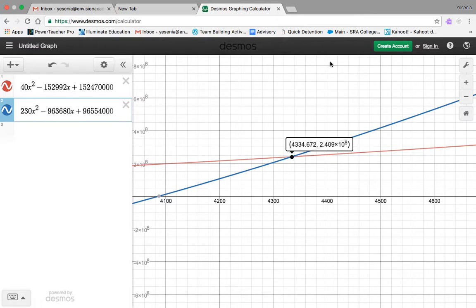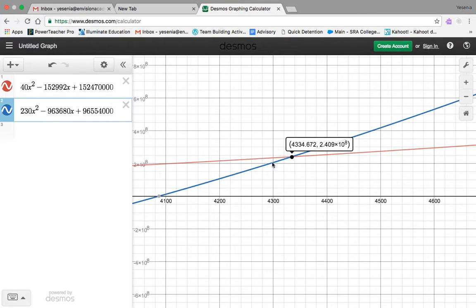Therefore, according to Desmos and according to my models of best fit, when I plotted these two data, it says that approximately in the year 4,334, I'm going to have this many people. And if you remember your scientific notation, that just means move this decimal to the right 8 places, so it's a pretty large number. So now we figured out when these two cities will have the same population.